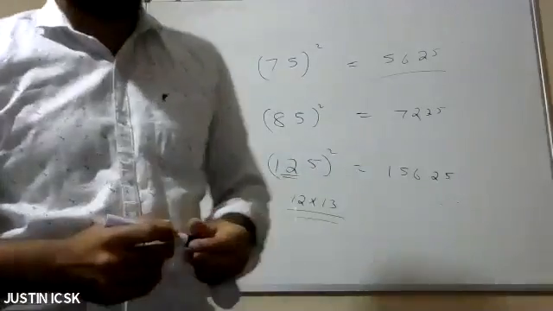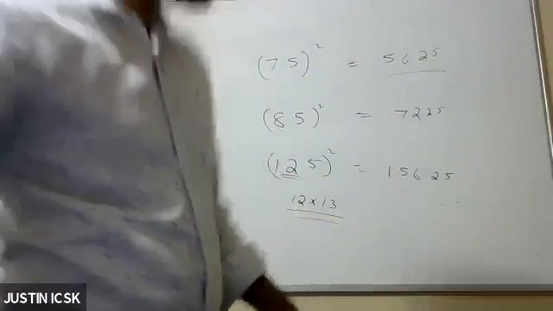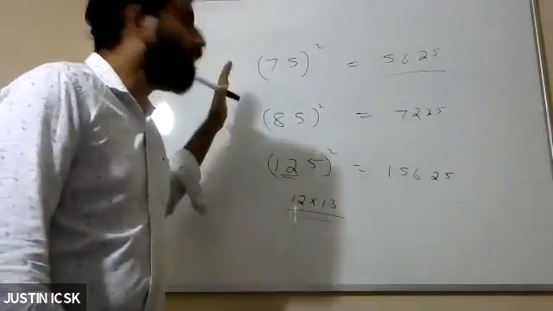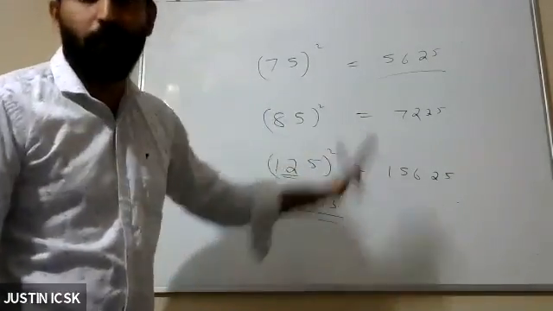15625. So don't forget this method. This method we need in finding square root also. Always remember how to find squares.